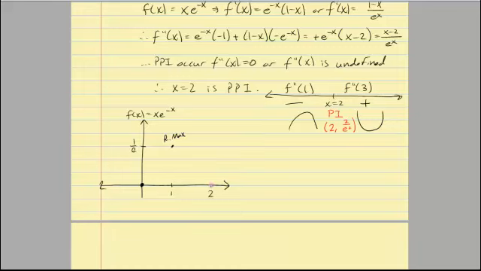Now over here at 2, if I plug a 2 into my original function, this is where my point of inflection occurs. And let's say here we get a 2 over e squared back out. So I'm going to maximize right through here. And then right at this point I have my negative concavity, and it switches down to positive concavity. And remember, I do have this horizontal asymptote here as well. So here's a nice little curve sketch.